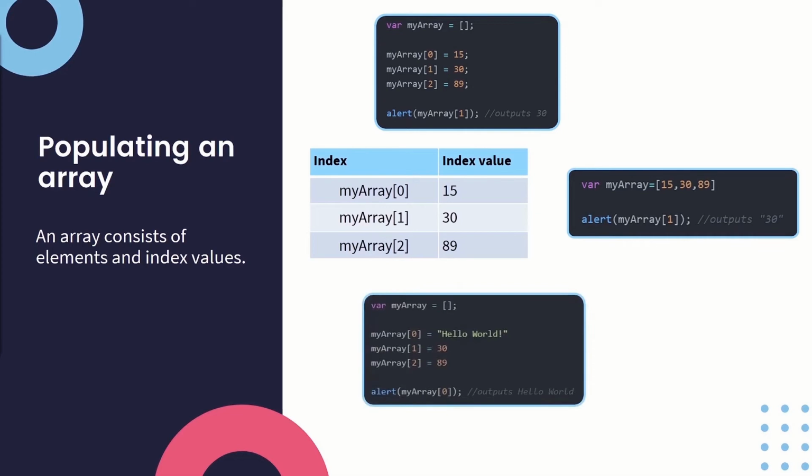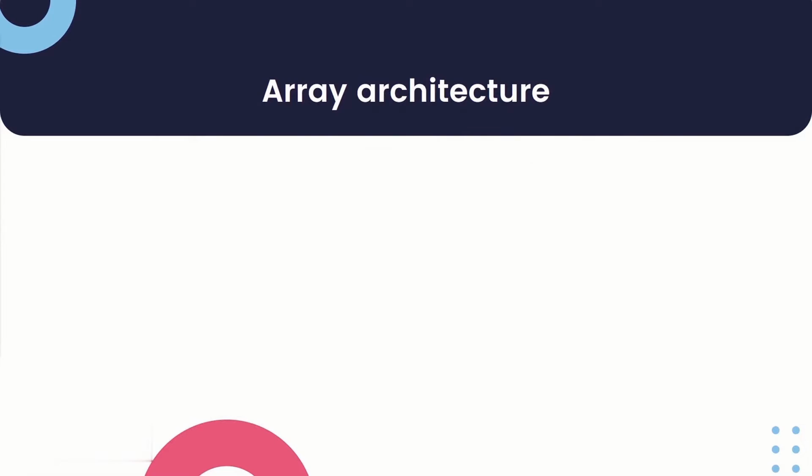And then lastly, in our final example here, we have a blank array, and we're actually mixing numbers as well as one string. So we've assigned index 0 a value of hello world, which is a string, and the last two, we've actually assigned numbers. So if we alert my array index 0, then we'll actually get an output of hello world. Pretty awesome, right?